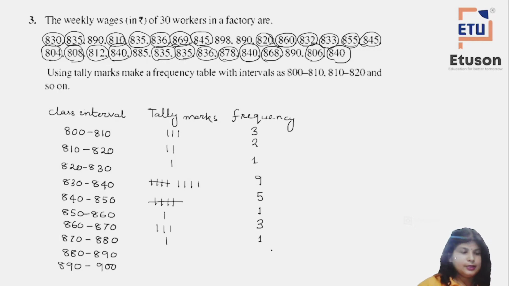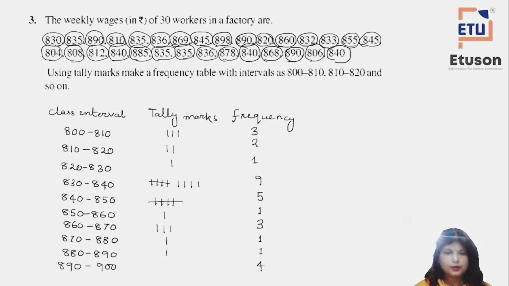Then 880 to 890. Here we have 885, 1. Anything else? No, it is a single one, so I'll write 1 here. Then 890 to 900. So the remaining: 1, 2, 3 and 4. So your frequency is 4. Let us draw the tally mark. It is 4. So we have obtained the frequency distribution table for the given data. Okay, so your question number 3 is over.